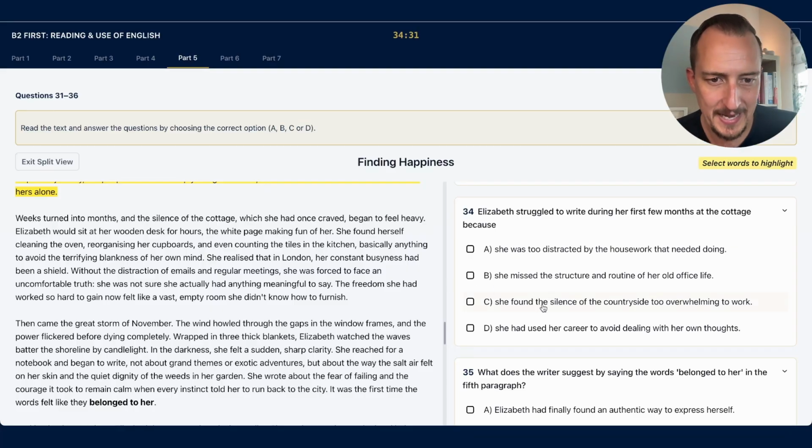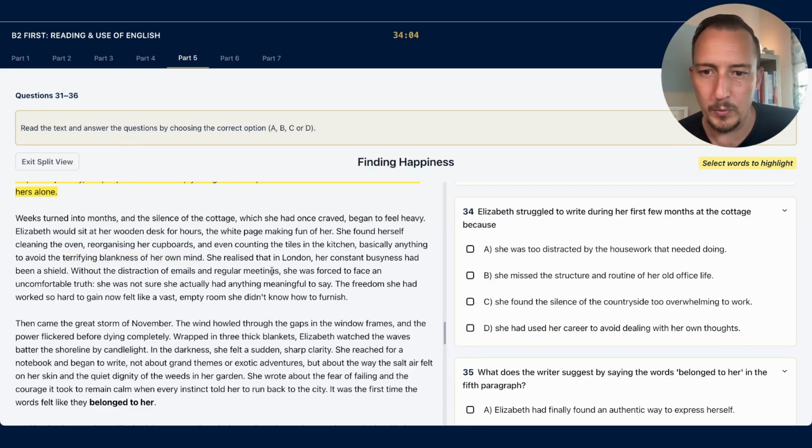Yeah, so I don't think it's B. C: She found the silence of the countryside too overwhelming to work. Where does she mention the silence? Okay, so she doesn't actually mention anything about the silence of the countryside. She talks about maybe the silence within her own mind, but that's not the countryside. So I don't think it's D.